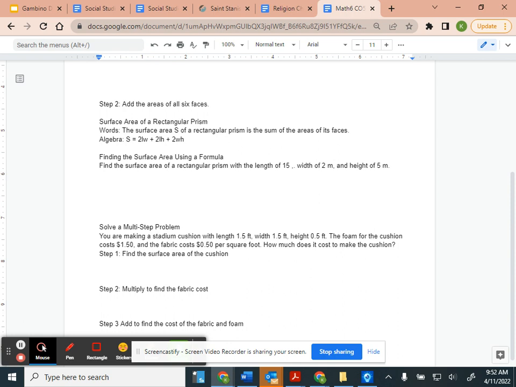So finding the surface area using a formula. This time, instead of laying it out flat and drawing the picture of your net and figuring it out, we're going to use a formula. So it says 2 times the length and the width. So if my rectangular prism has a length of 15, that should have an M there, a length of 15 meters, a width of 2 meters, and a height of 5 meters. So my first one is 2 times the length and the width, plus 2 times the length and the height, plus 2 times the width and the height. So let's fill in our numbers.